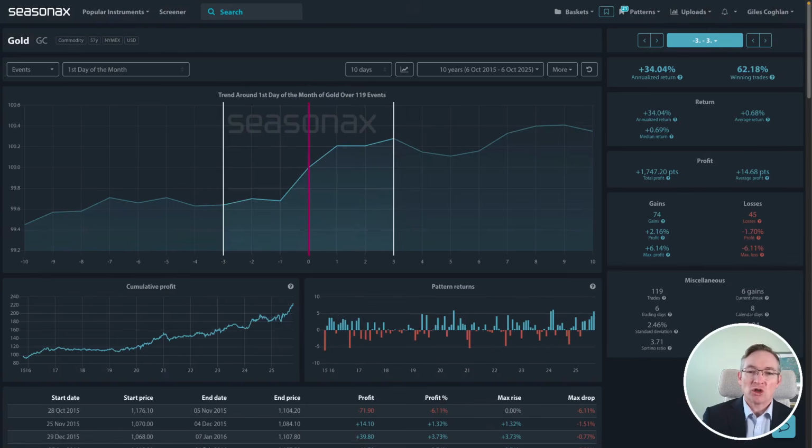But the pattern doesn't stop with equities. Take gold, for example. Our Seasonax data here shows a consistent upward bias in gold around the turn of the month. This reflects broader risk sentiment shifts as investors rebalance portfolios and move into perceived safe havens. You can see here, over the last 10 years, there's been an average return of 0.68%, a steady cumulative profit gain around the 3 days before and the 3 days after the turn of the month.